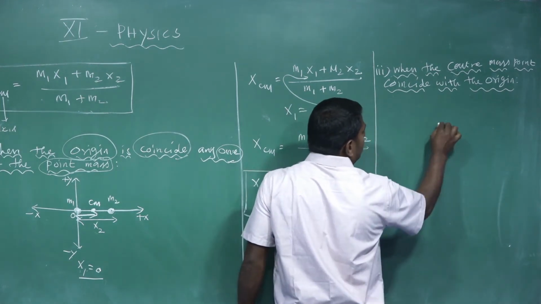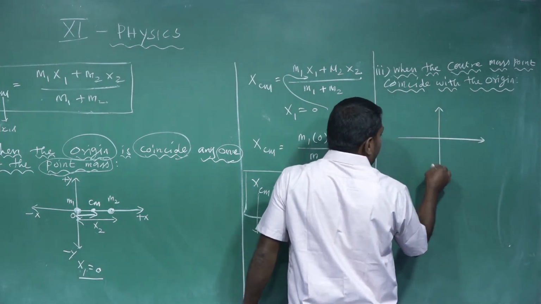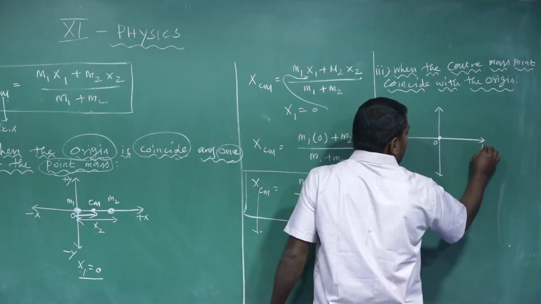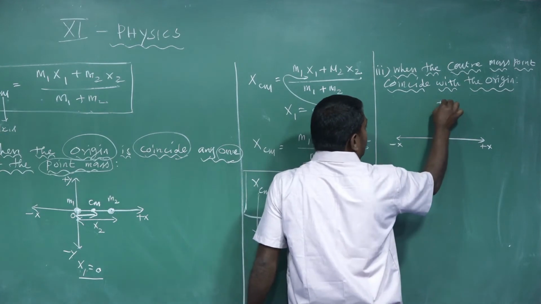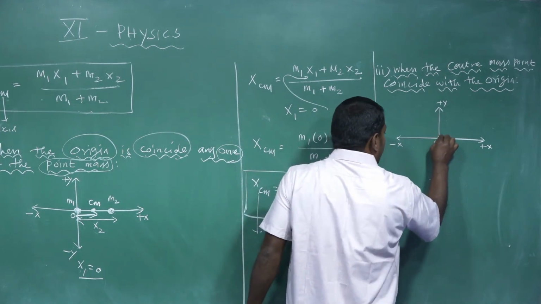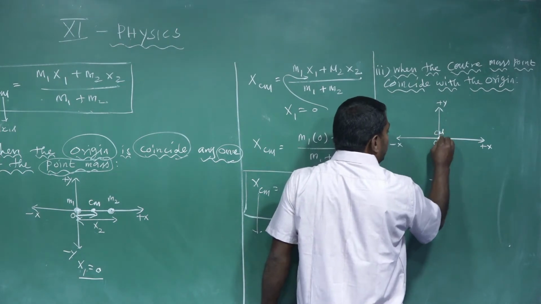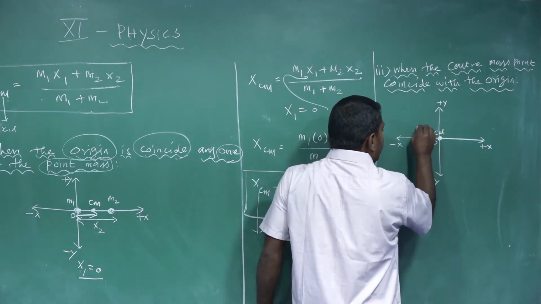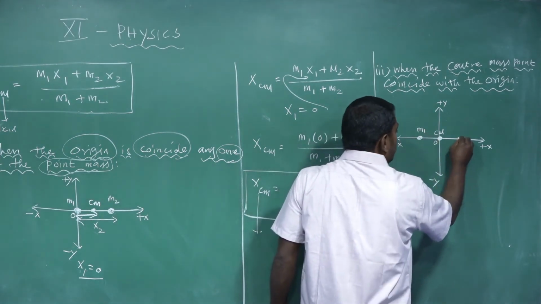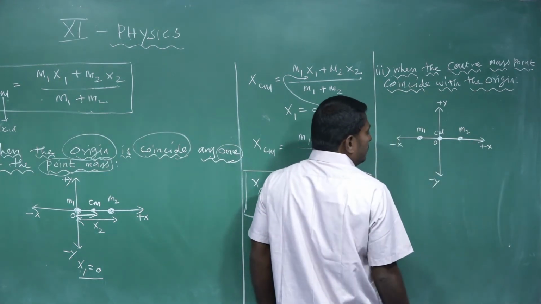First we assume a coordinate system. Origin of the Cartesian coordinate system O, positive x-axis, negative x-axis, positive y-axis, negative y-axis. Center of mass point of the 2 point masses is made to coincide with the origin. This is the center of mass point. So M1 mass is located on the negative x-axis. M2 mass is located along the positive x-axis.